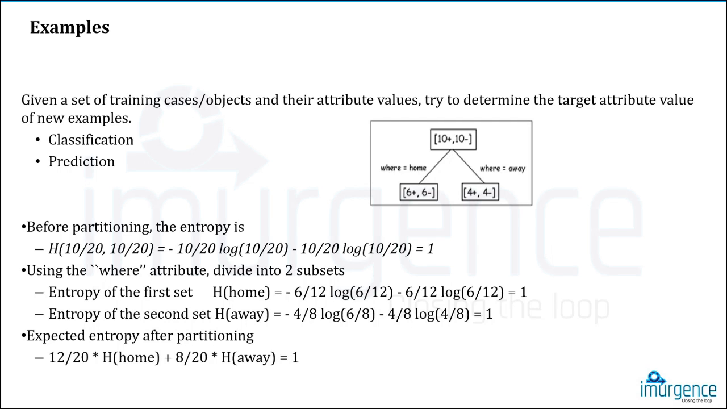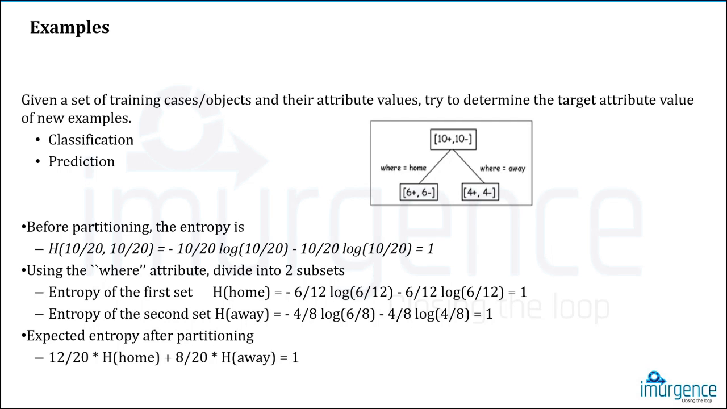As an example, you can see on the screen that for a set of training cases, there are attribute values for a prediction or classification model. So it shows it in a tree based structure. So before partitioning, the entropy is in a structural form H(10/20, 10/20) is equal to minus 10/20 log of 10/20. The log over here is to the base 2, which is not shown. Minus 10/20 log to the base 2 of 10/20 is equal to 1, right?